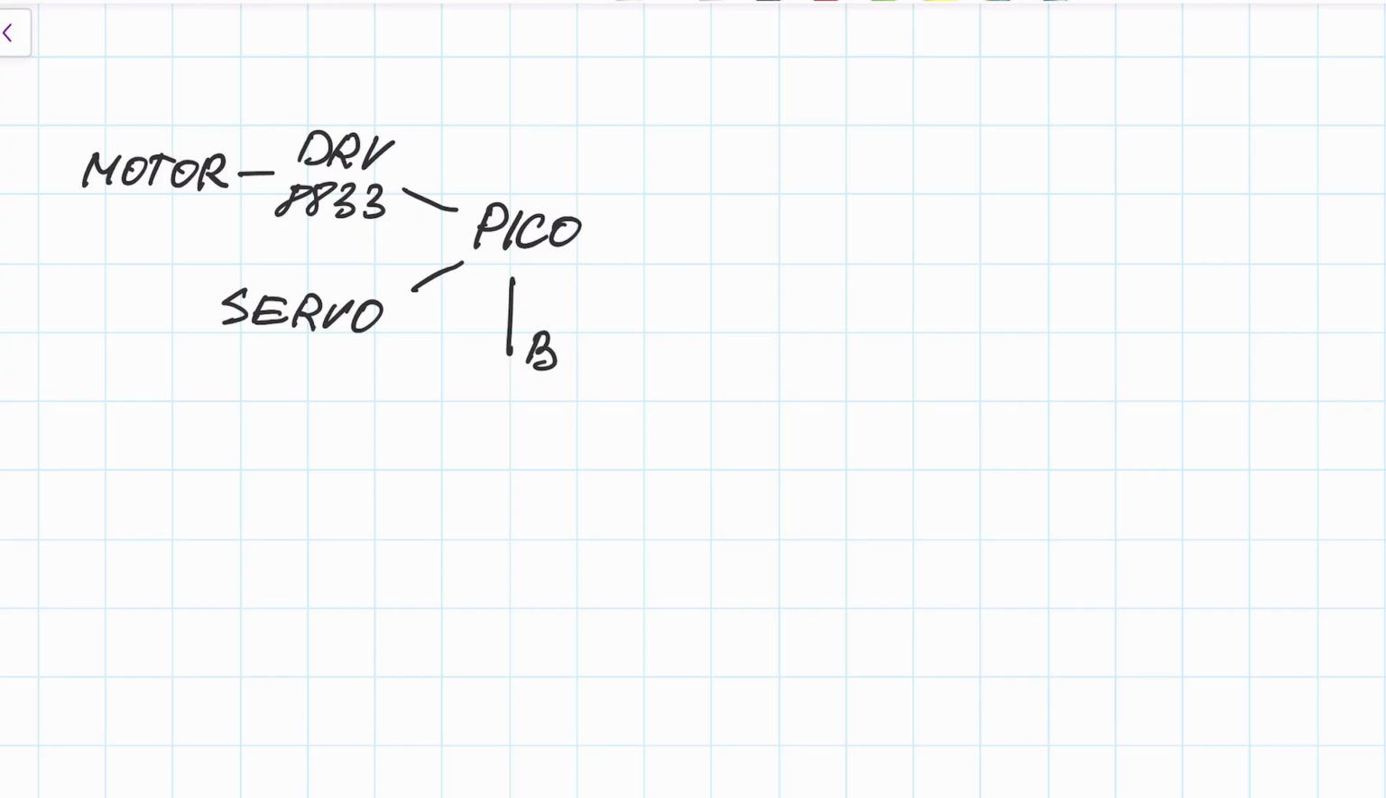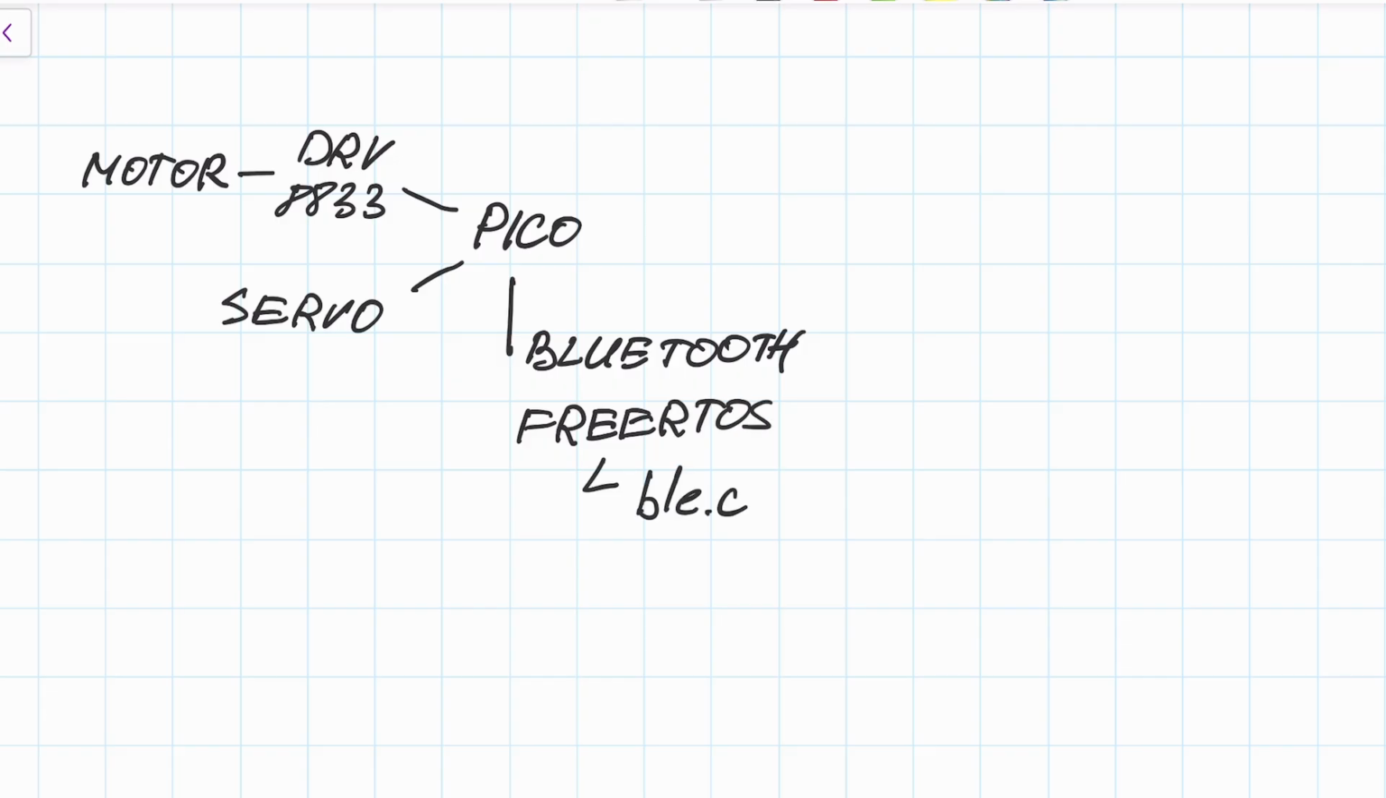On the software side, the Pico is running FreeRTOS. For Bluetooth, all the BLE-related code is currently stored in a file called ble.c. My plan is to provide this file to the AI as additional context, so it can understand exactly how Bluetooth is already implemented in the firmware.